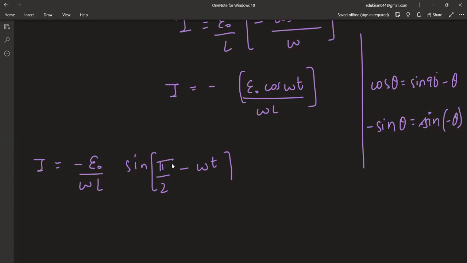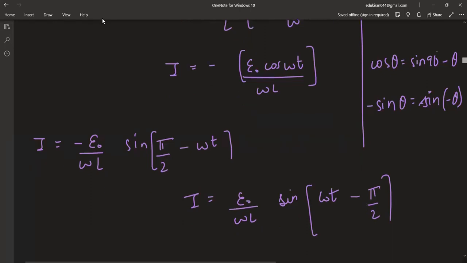And now look class. Let's shift this minus sign. If you multiply this minus sign within the bracket, your final answer will be E naught divided by omega L, sine of omega t minus pi by 2. This is simple mathematics of class 10th. If you write it as A minus B, you have to put a minus sign. If you write B minus A, you don't.